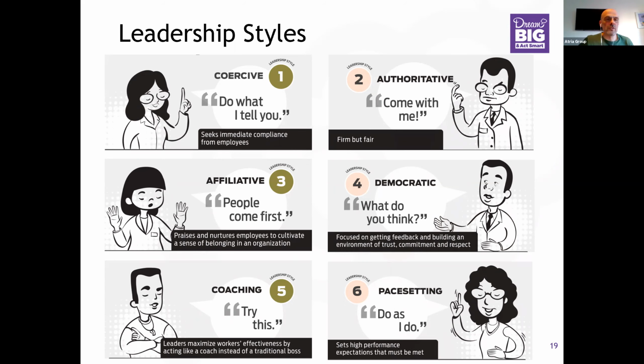So long story short, no democracy, no affiliative. Yes, as a combination of action you can trigger either directive, visionary, or pace setting, but it needs to be followed up with coaching, so that we can learn from this experience that we created for ourselves and our teams. Okay, thank you.